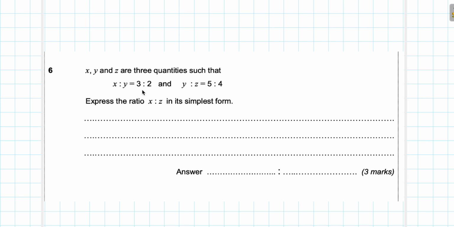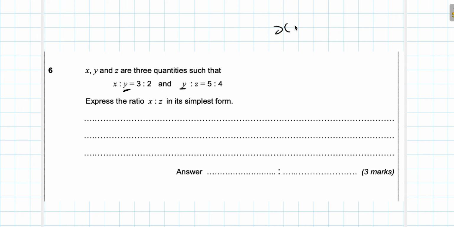So for question 6 we have x, y and z are three quantities such that x to y is 3 to 2 and y to z is 5 to 4. It wants us to express the ratio x to z in its simplest form. So here the first thing we notice is that the common letter between these two ratios is y, and for any question like this you'll always have a common one.